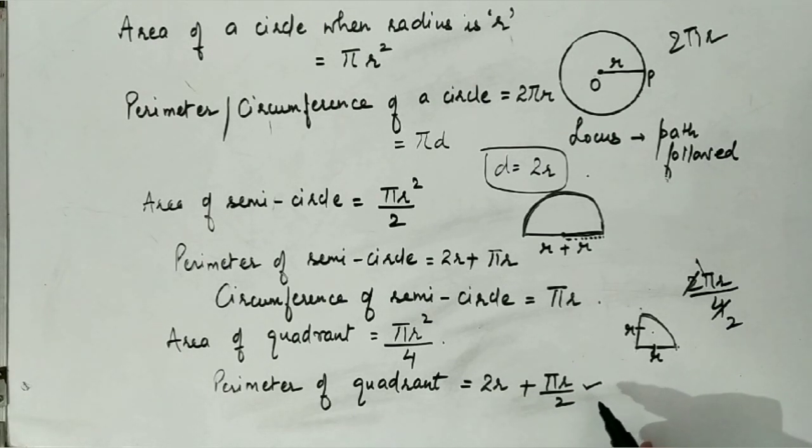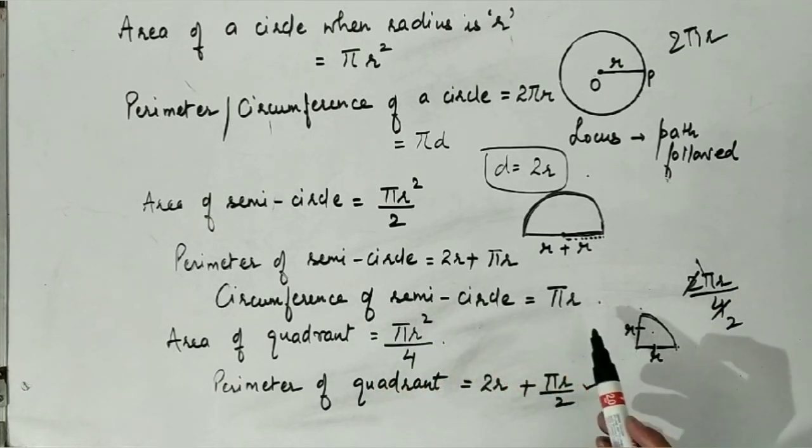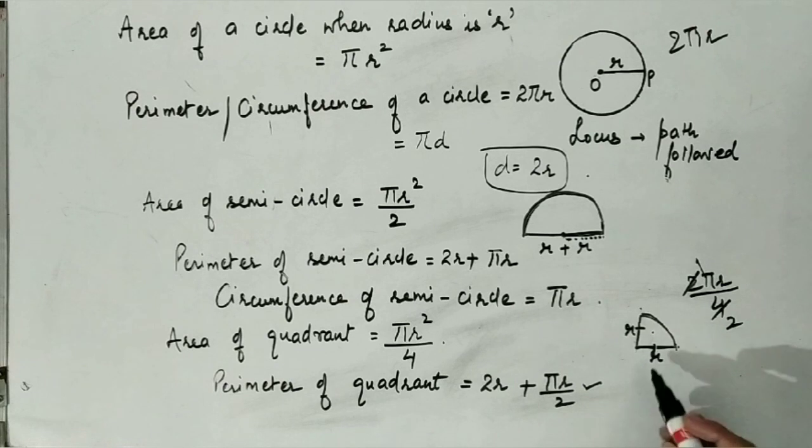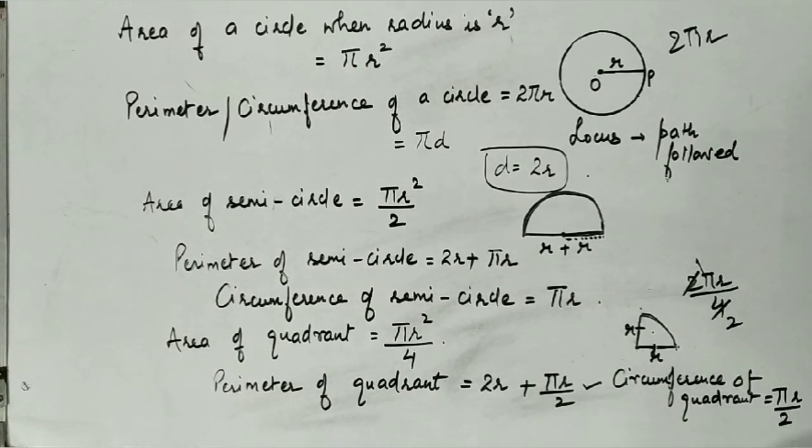But what would be circumference of a quadrant? Interesting, that would be similar to what we did here. Circumference of semicircle was pi r. So what would be circumference of quadrant? You need to understand this difference. Circumference of quadrant would be just pi r by 2. I'm sure this is clear.